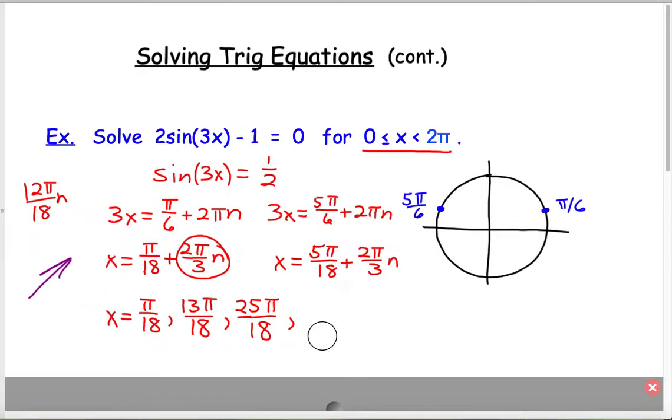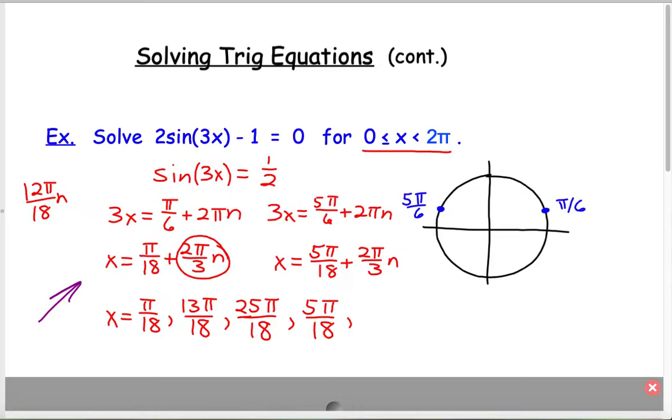So I'm actually getting 3 answers for this first pi over 6. So instead of just the pi over 6, well, divided by 3, I'm getting 2 other answers as well. And that's because from 0 to 2 pi, this function goes through 3 full periods. So where I'm going to hit that value, 1/2, 3 times. Now for the other solution, 5 pi over 18, the same thing occurs. So I've got 5 pi over 18.